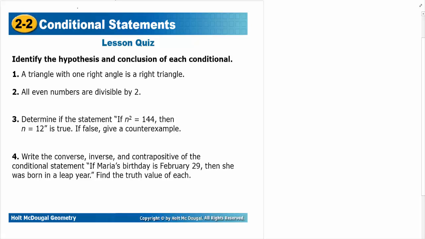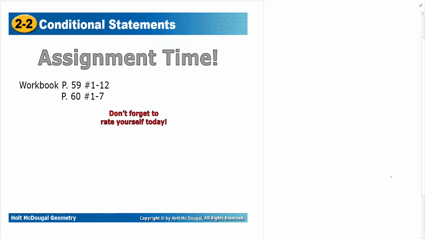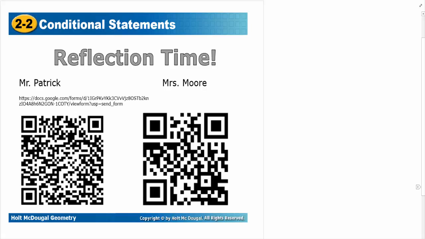Alright, so to wrap everything up here, we have a lesson quiz. So make sure you work on that in case we end up collecting it. We have our assignment we'll be working on in class. Again, for Mr. Patrick, I'll let you know what we're doing. And don't forget to do your reflection. Alright, with that, I'll let you go.